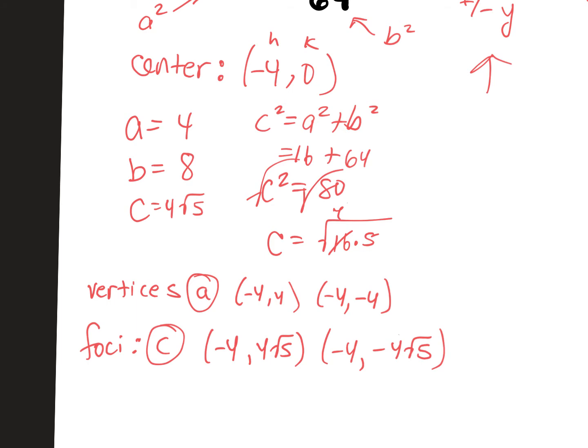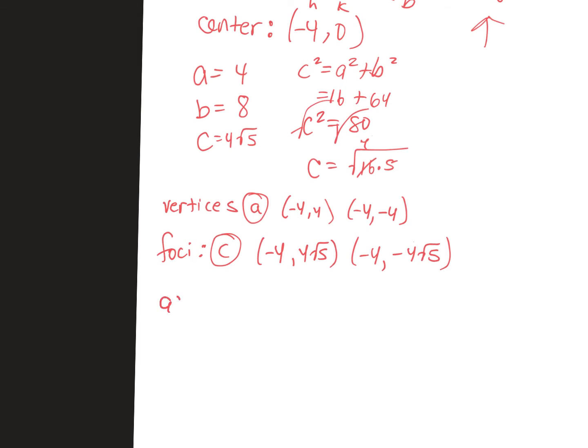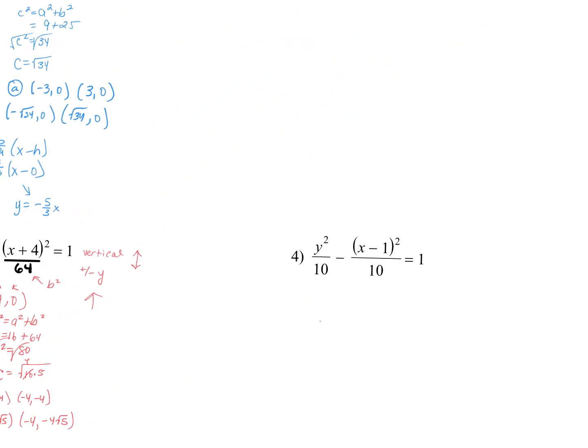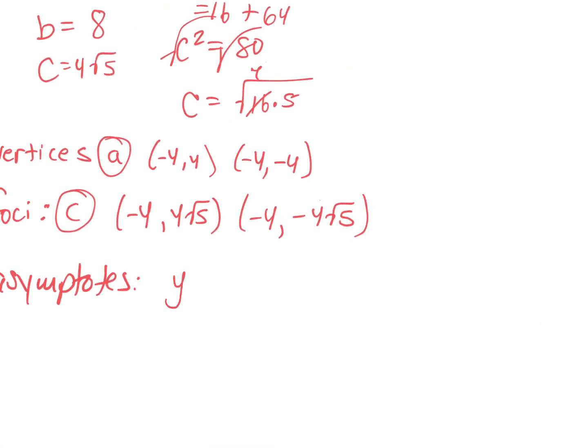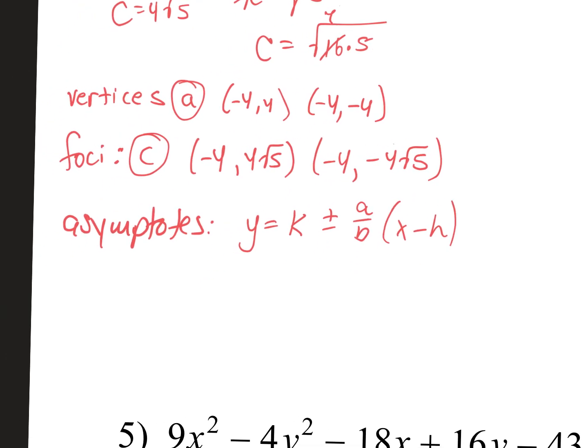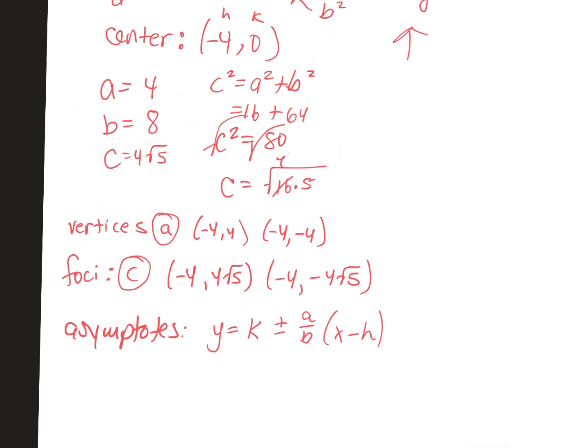So now we need to find our asymptotes. Well, asymptotes. This is a vertical. So just check real quick which equation goes with vertical. It's A over B. So we have Y equals K plus or minus A over B times X minus H, right? All right, so fill that in. What's the K value of my center? 0.